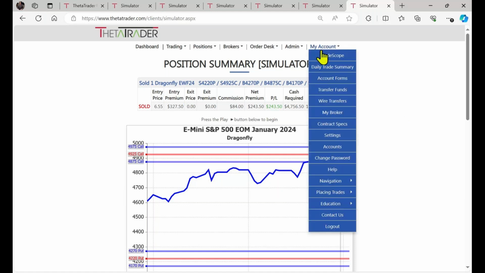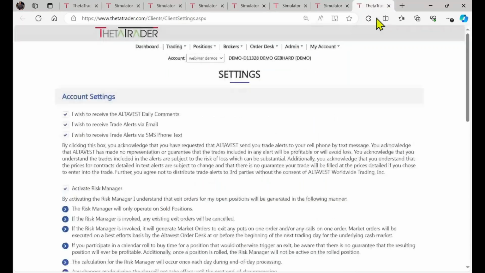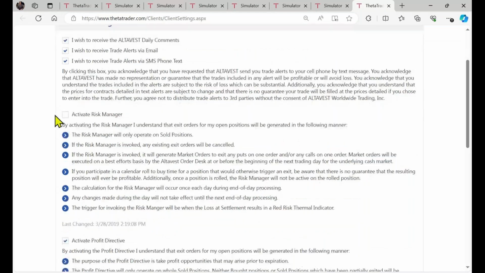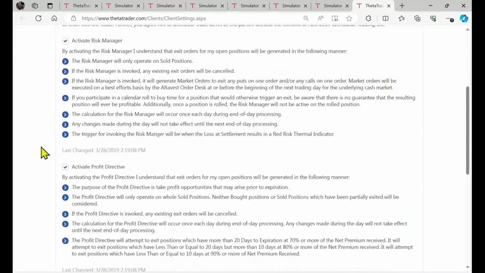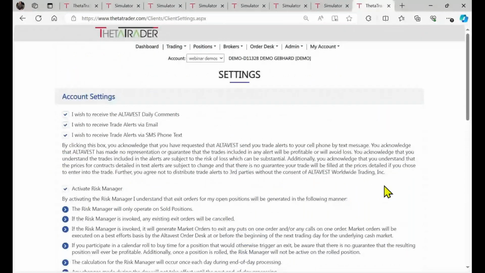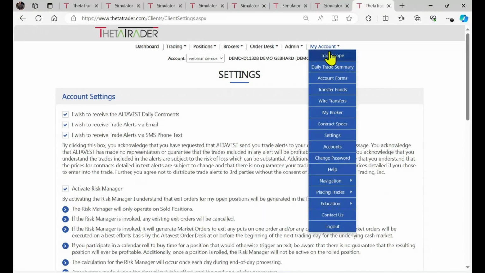So here's how you go to your settings in ThetaTrader, and then you click this, activate your risk manager, activate your profit directive, save the settings, and that's all you have to do. So when it turns red or blue, that's all automated, and then that will take care of the orders for you.